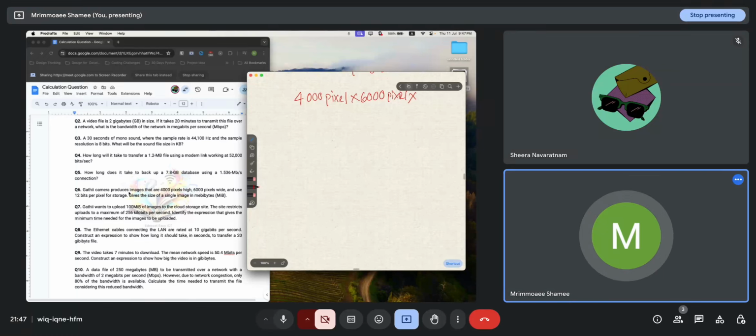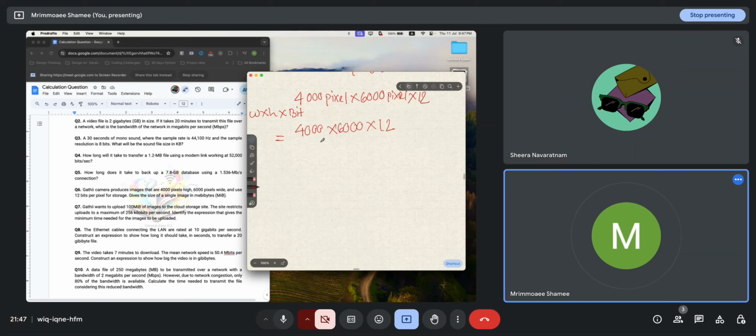and 12 bits per pixel for storage. So this one will be the image size, single image size. Okay, always follow this type of thing because they will ask you similar types of questions. They will give you the height and width in pixels, and also give you the 12 bits per pixel for storage. Maybe they can change it, instead of 12 they can change to 8. So for these things we can do 4000 into 6000 into bits. So the formula is width into height into bits.